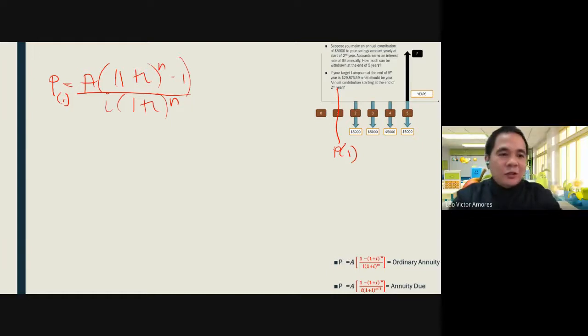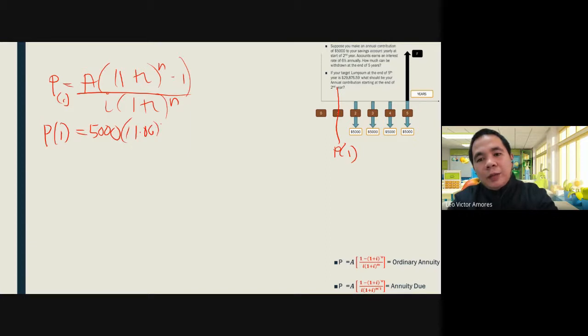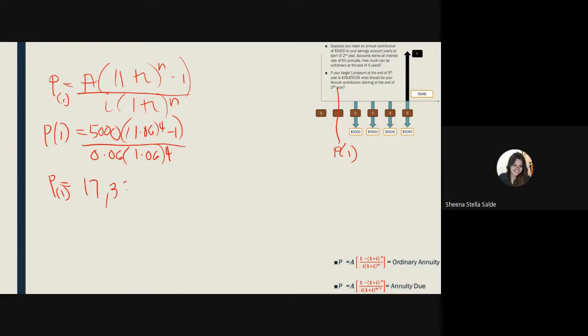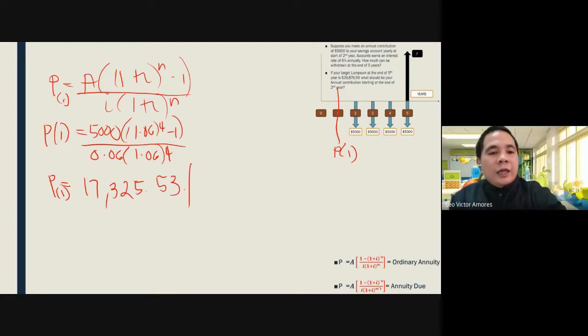Okay, so let's try to solve it. The present value at year 1 is equal to 5,000 times (1.06 to the exponent 4 minus 1) divided by 0.06 times 1.06 to the exponent 4. Going through it, what is the answer? It is 17,325.53. So what is the problem looking for?